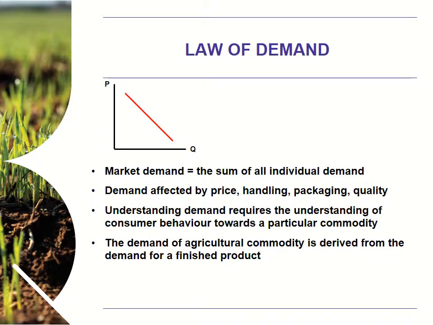We look at the law of demand, where market demand equals the sum of all the individual demands, and demand is affected by price, handling, packaging, and quality. In order to understand demand, you need to understand consumers' behavior towards a particular commodity, elasticities and so on. And the demand for agricultural commodities is basically derived from the demand for a finished product.